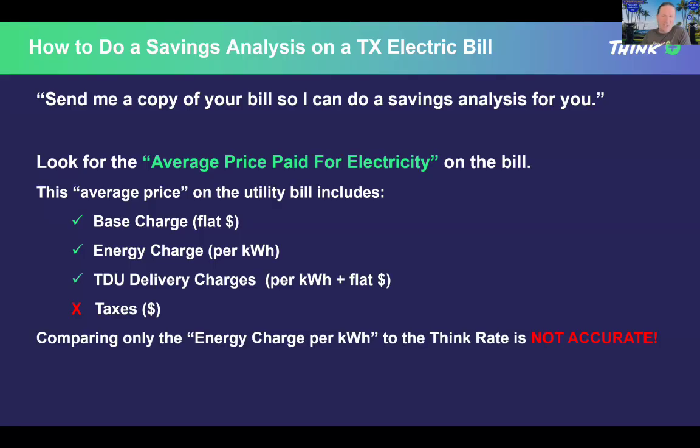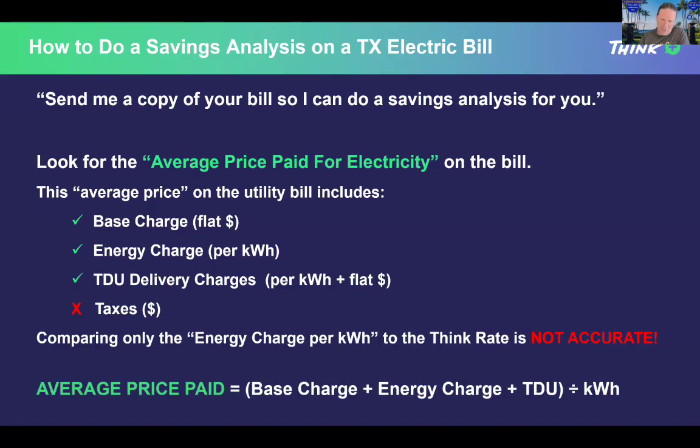So if you're comparing just the energy charge per kilowatt hour to the Think Energy rate that you find on your website, that's not accurate. You're not comparing apples to apples. Our rate is the all-in rate. It includes the base charge, the energy charge, and the TDU, and that's divided by the kilowatt hours. It's not just the energy charge divided by the kilowatt hours. A lot of people make that mistake.